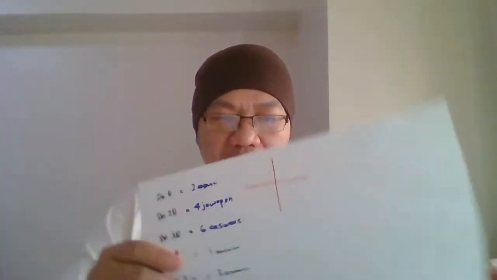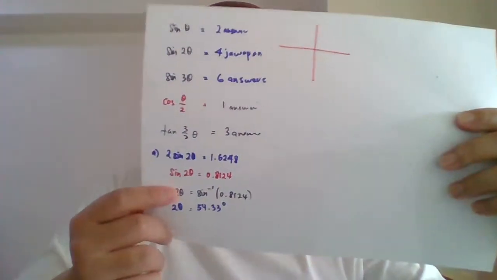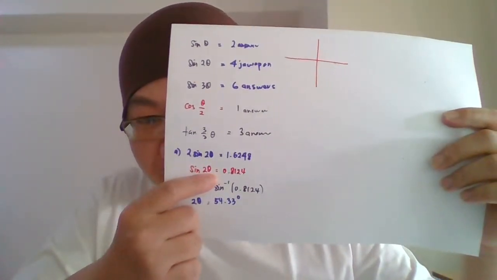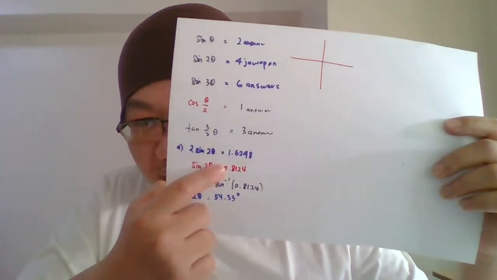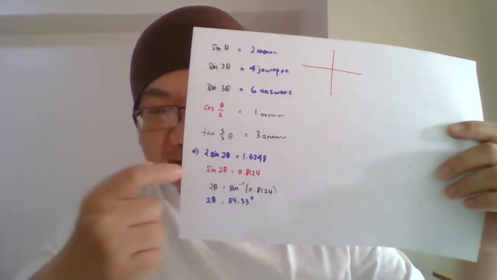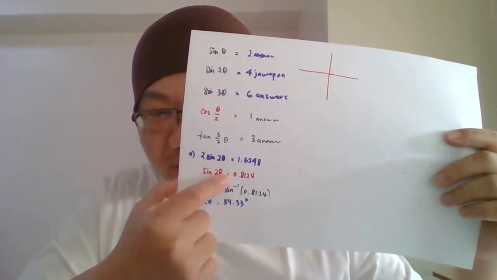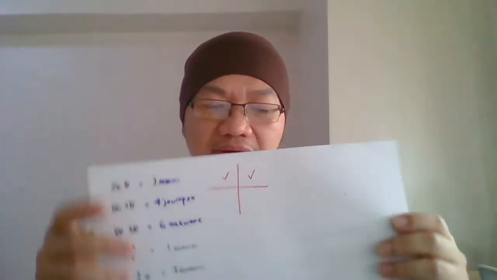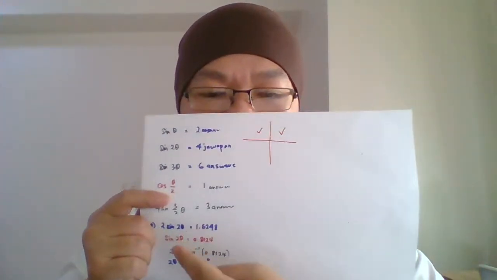Where is our Cartesian plane? Here. According to the Cartesian plane, this is sine 2 theta, right? Sine 2 theta, look at the red color here. Sine 2 theta equals a positive value, right? Positive value means first quadrant. Which quadrant gives us positive for sine? First quadrant and second quadrant. You just tick the first and second quadrant. First and second will give us positive value for sine.